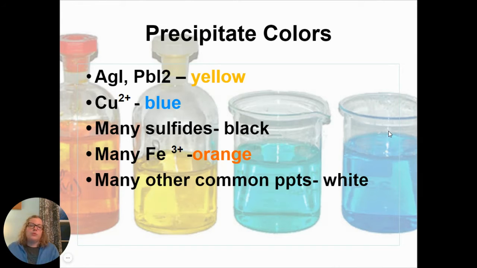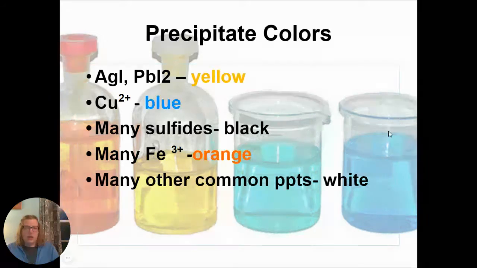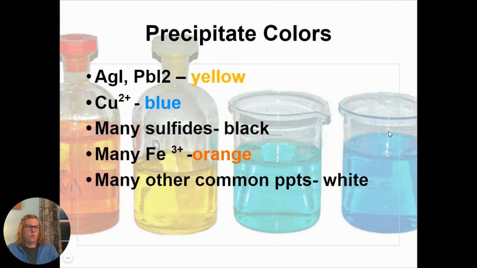Okay, some precipitate colors, just kind of for your own information. We used to have to memorize these, but you don't anymore. The iodide precipitates tend to be kind of a yellowish color because iodine is kind of a yellowy browny color. Copper precipitates tend to be, for the most part, a bluish color, especially if they're copper 2+. If you have copper 1+, sometimes you get green. Your sulfides oftentimes turn kind of a blackish color. Your iron 3+ precipitates are going to be orange in color, and then a lot of the other ones tend to be white. Sometimes if you get a fun transition metal, you'll get a fun color for your precipitate as well.